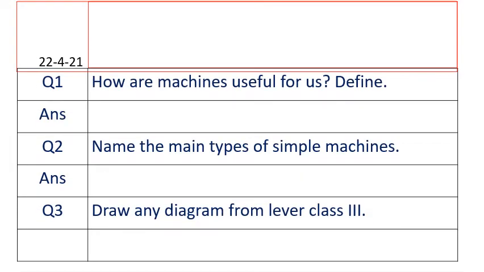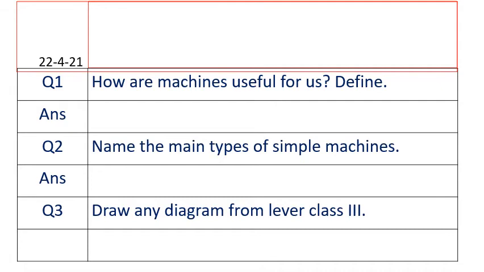Then on the right line you will write the name, and you will write the date, that is 22nd April. Then you will write question number 1 with your blue color. Question number 1 is, how are machines useful for us? Define. Here I have just skipped one line because I do not need to write the answer here, but you people need to write the answer.